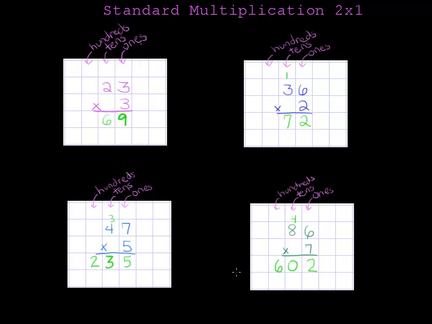And so that is how you multiply a two-digit number by a one-digit number using standard multiplication. I'd really encourage you to use grid paper or graph paper when you first begin multiplying this way, because it really helps you to keep your ones, tens, and hundreds all lined up.